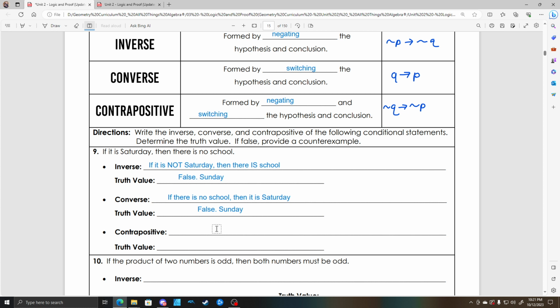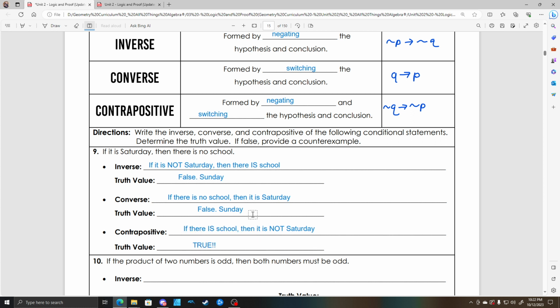Now let's do the contrapositive. So we're going to take this exact same style as the converse, where we're going to flip the if and the then parts of the statement, but now we're going to negate both of them. So if there is school, remember we're just taking the opposite. If there is school, then it is not Saturday. Now, aside from those of you who may get in trouble and have to stick around for detentions and things, normally we do not have school on Saturdays, so this is actually true. Hooray.